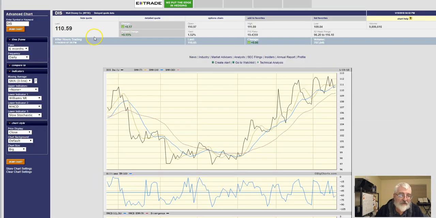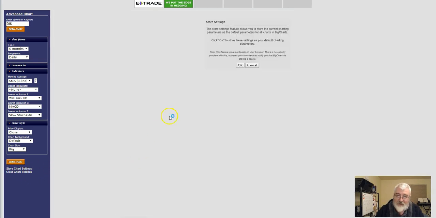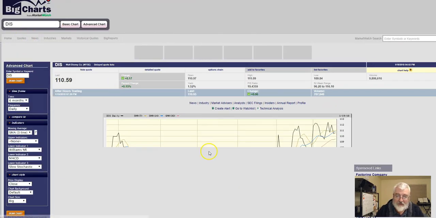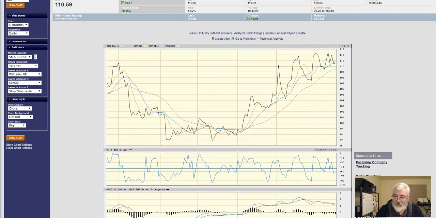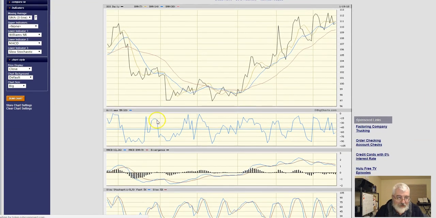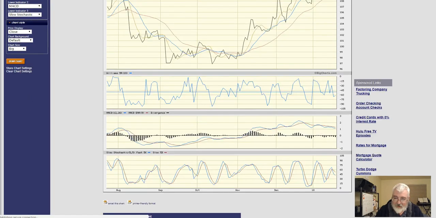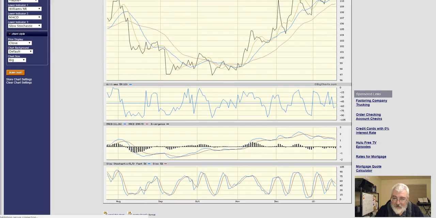It didn't carry my things. I forgot to say store my chart settings. Okay. All right, so all we're doing here is just poking around at these settings. I just want you to kind of get a good look at it. Oh, I forgot my volume plus. That's all right. I like that one too.